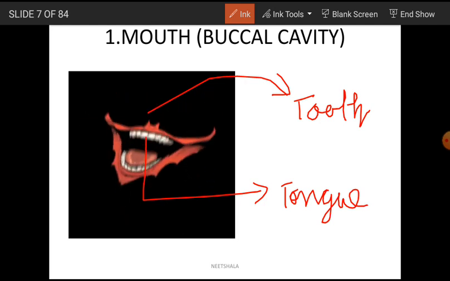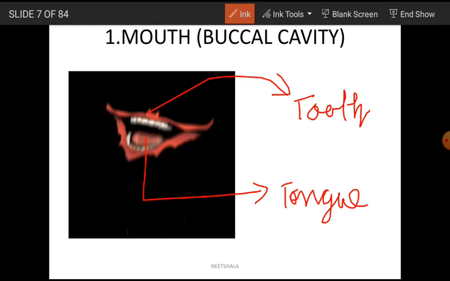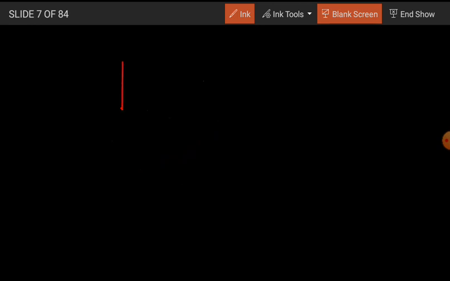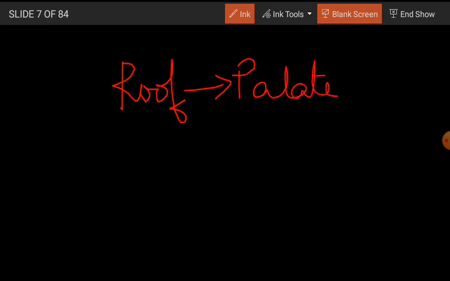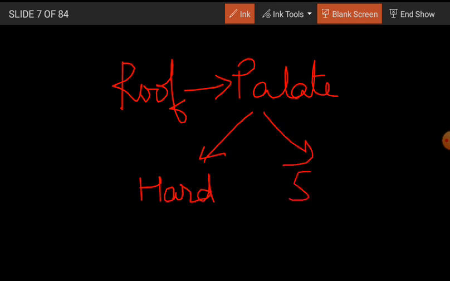Now the roof and the floor, that is also important. So what is there in the roof of the buccal cavity? In the roof of the buccal cavity, you have the palate. Now, if you put your tongue on the palate, you can see that the palate has a rough surface, which is known as the hard palate, and the back side of your mouth has the soft palate. So palate is of two types, hard palate and soft palate. This is present in the roof of the buccal cavity.